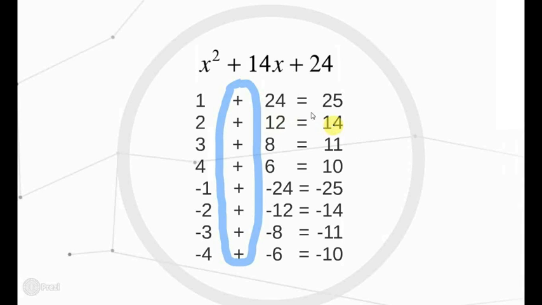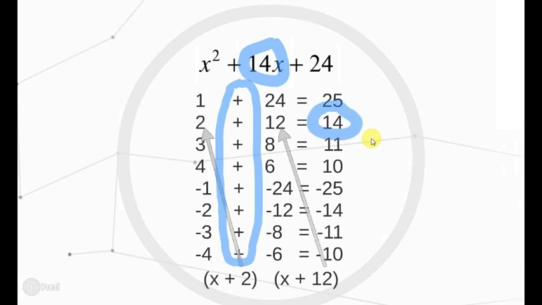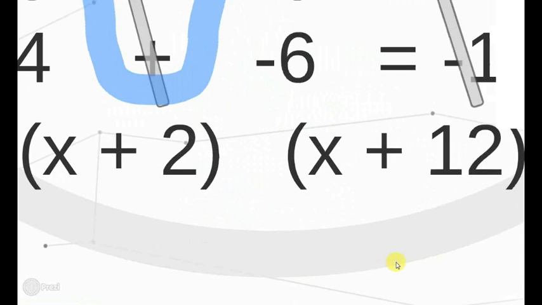Once I've matched the factors with their sums in the middle term, I can write my final answer. I pull down the 2 factors that add together to be the middle term, and I write them in the answer format that I originally pointed out in the previous slide. So the final answer here is x plus 2 times x plus 12. Okay, let's look at another example.